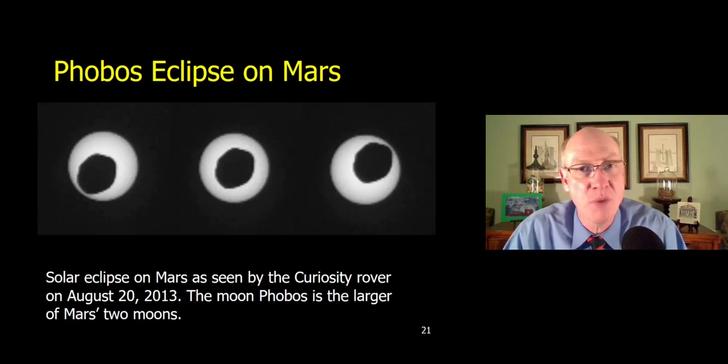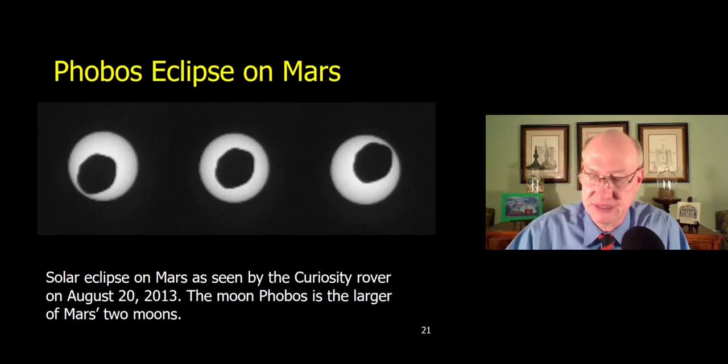The problem is Phobos is not quite large enough to completely cover the sun. So this is an annular eclipse on August the 20th, 2013, as photographed by the Mars rover Curiosity sitting on the surface of Mars. So those are total solar eclipses.